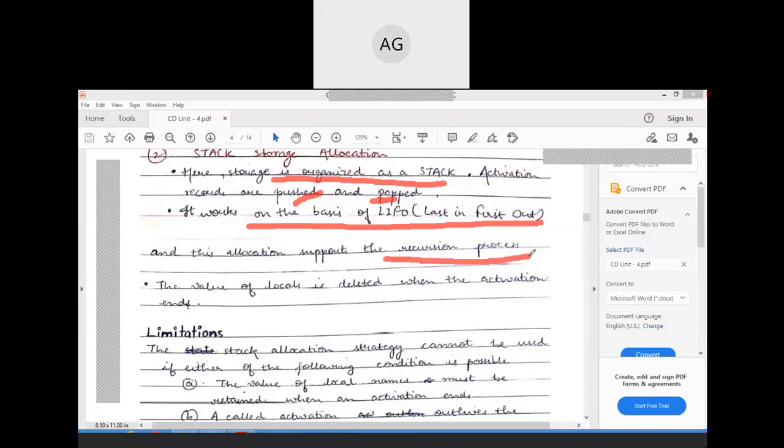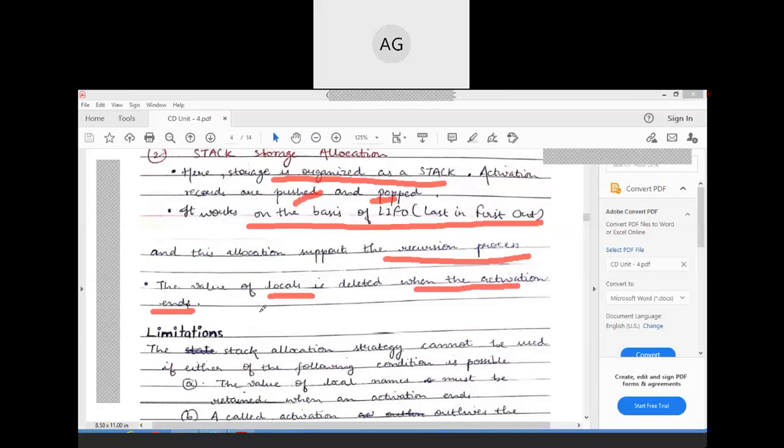As you already studied in data structures and algorithms, stack is used as a data structure for recursive processes, like the Fibonacci series, like in Tower of Hanoi. So stack is used in recursive procedures. The values of locals are deleted when the activation ends.